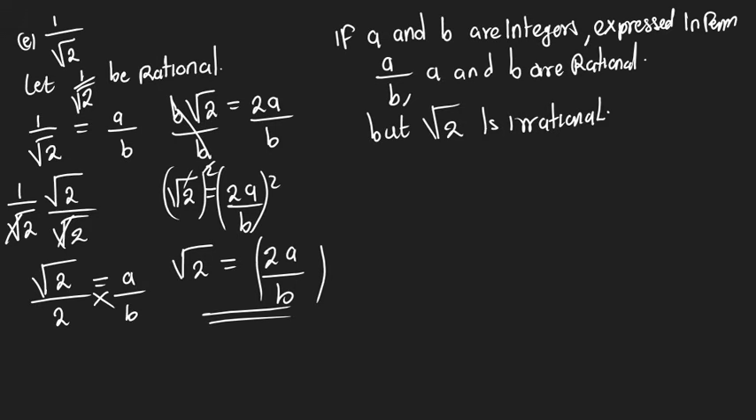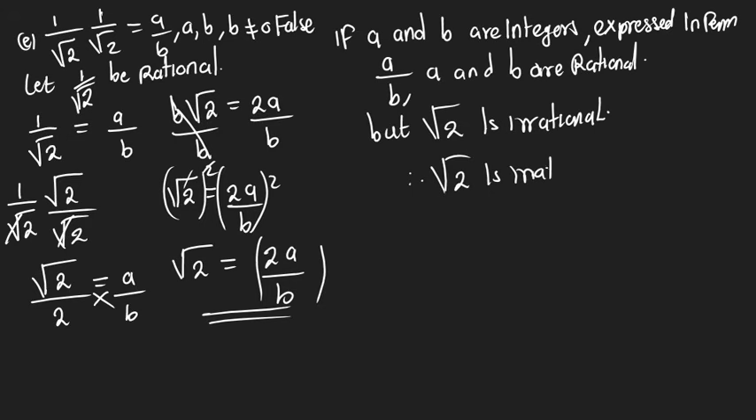What does this imply? It implies that the assumption that 1 over root 2 is equal to A over B, where A and B are coprimes, and that B is not equal to 0, is false. Henceforth, root of 2 is irrational. That is how you solve proof by contradiction method.